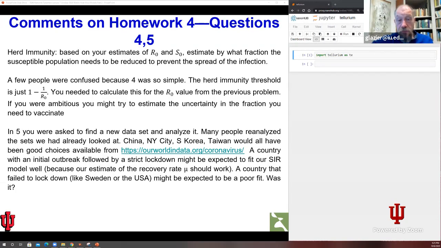The ODE model should give you the same thing every time because it's deterministic. For different R naughts, you'll get different results, but each time you run the same parameter set, you should get identical results for the ODE model. The stochastic model, each time you run it, will give you different results. And the question there really is, is the average of the stochastic models the same as the ODE model?